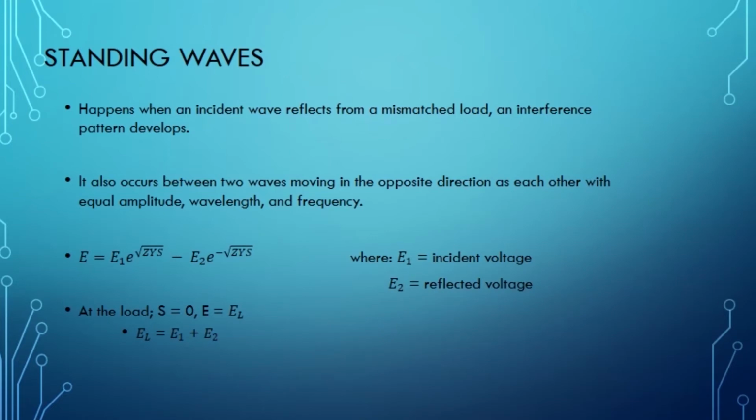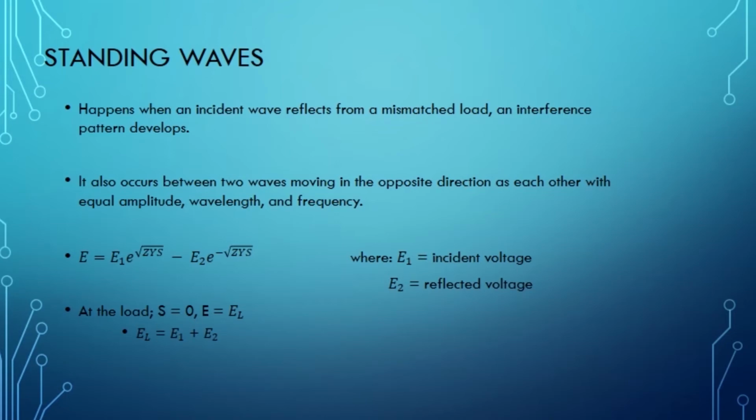Standing waves happen when an incident wave reflects from a mismatched load. An interference pattern develops. It also occurs between two waves moving in the opposite direction to each other with equal amplitude, wavelength, and frequency. So it's basically two waves that are the same that intersect with each other, causing a lesser amount or decrease of waves.